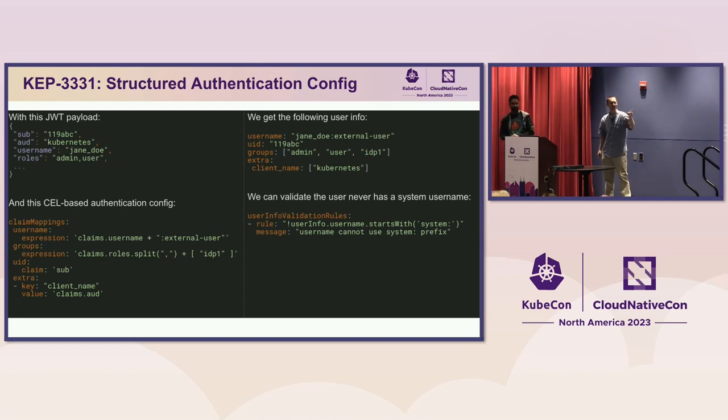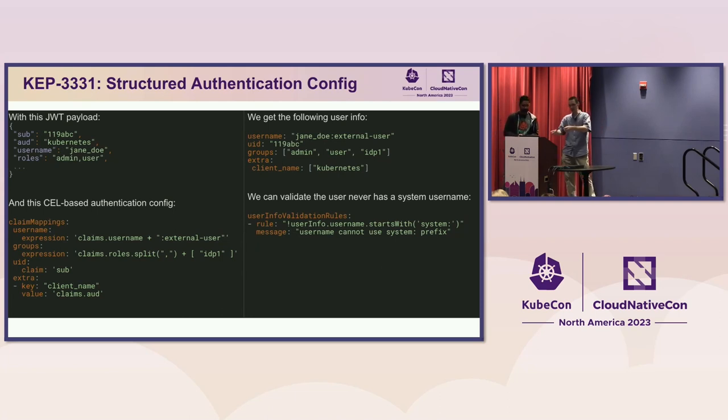I saw a hand over here. Yeah? Is CEL oriented toward JWT tokens? No. CEL just evaluates expressions, and the variables that the expression has access to are entirely up to the integrator.